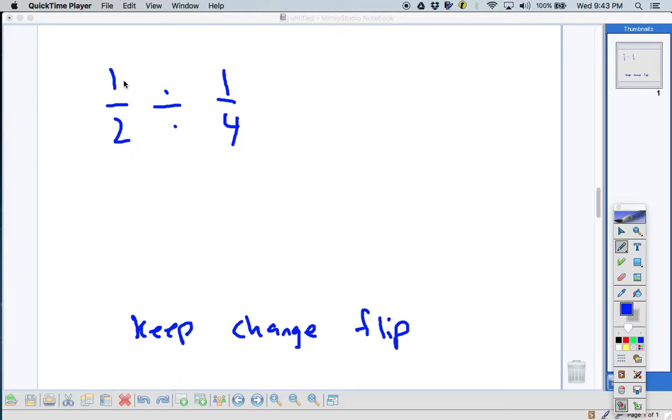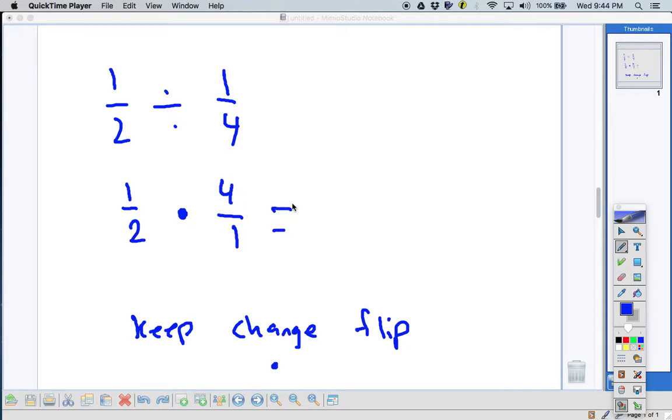Keep means the first fraction stays the same, so it is still 1/2. The change means that we're going to take this division and change it into a multiply. So keep, change, flip, or keep, dot, flip, the dot representing the multiply. That division is going to become a multiplication. The last step is flip. Flip means that we are going to take the reciprocal. It means that we take this fraction and we turn it upside down. So 1/4 is going to become 4/1. Keep the first one, change the sign from division to multiplication, and flip your fraction by taking the reciprocal. So you take that 1/4, flip it upside down, and you get 4/1.